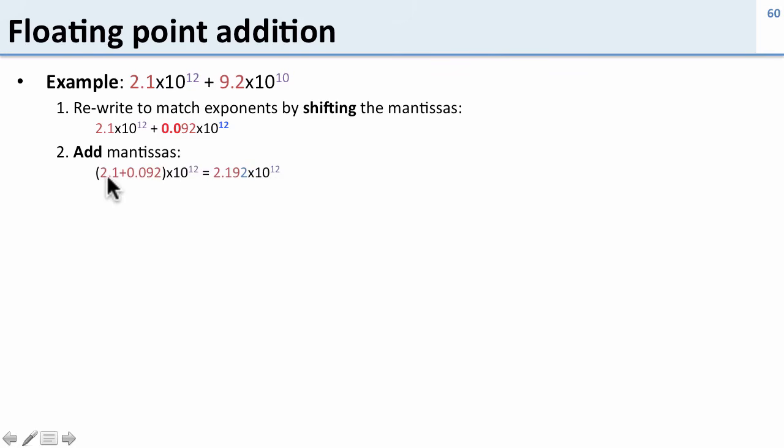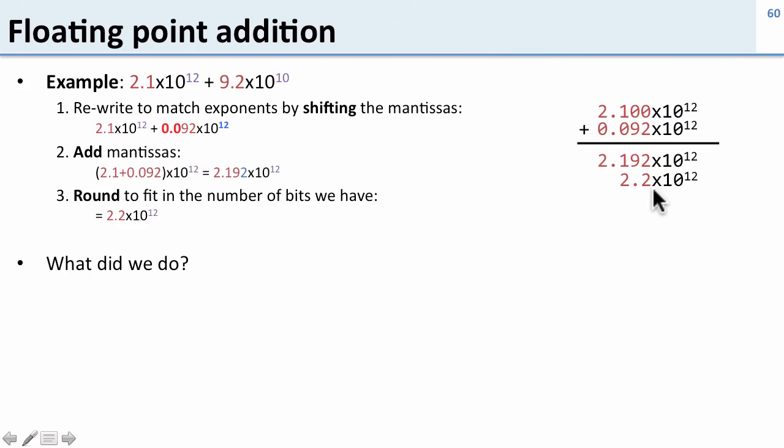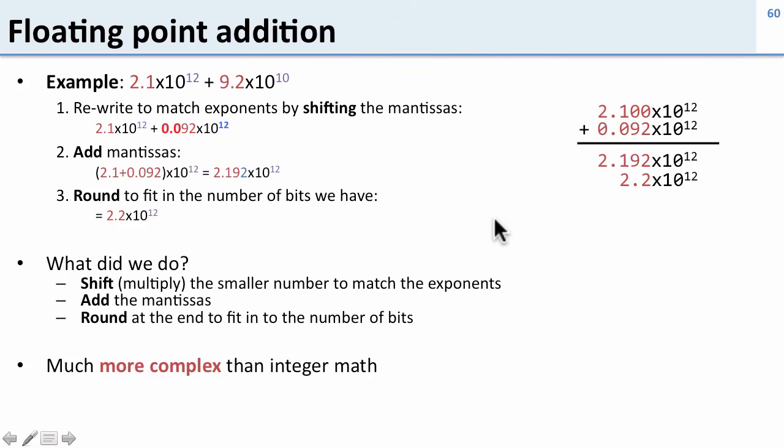Now we can go ahead and add the mantissas. We can add 2.1 and 0.092, and the exponent is going to be the same. So this gives us our result. Now we round this to fit in the number of bits we have, and there's our answer. So let's take a look at the example here. So 2.100 times 10 to the 12th, we've shifted over the next part, the 9.2 times 10 to the 10th, and by shifting it over we get the same exponent, so now we can simply add up the mantissas and the exponent stays the same, and we round it. So what do we do? Shift to match the exponents, add the mantissas, and round to fit in the bits.